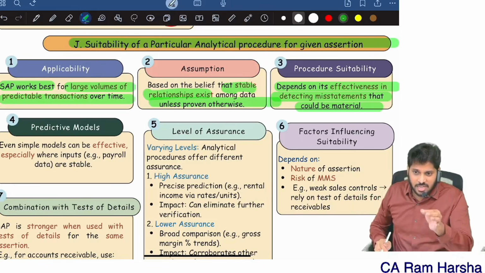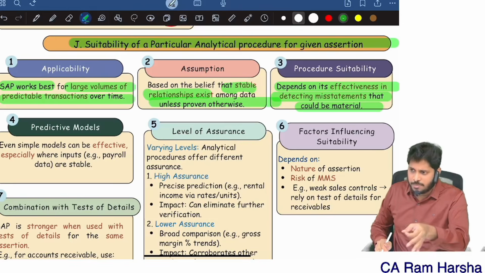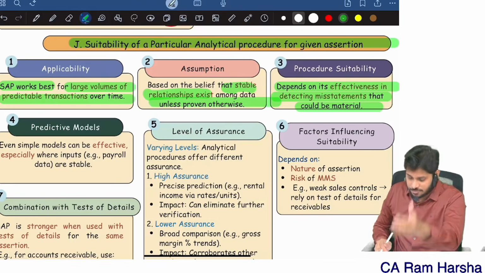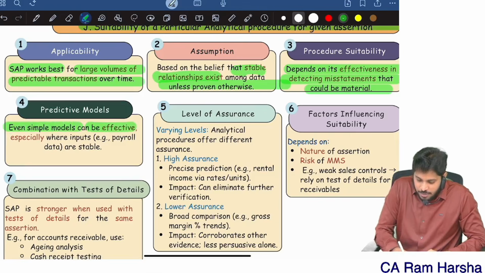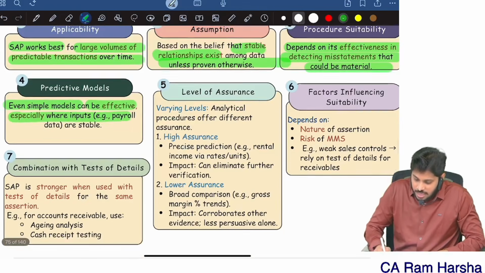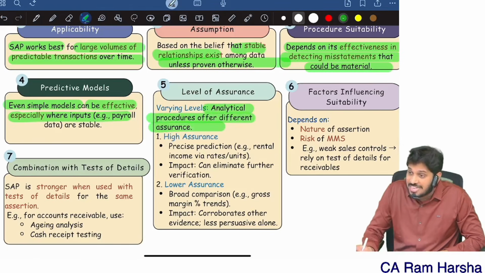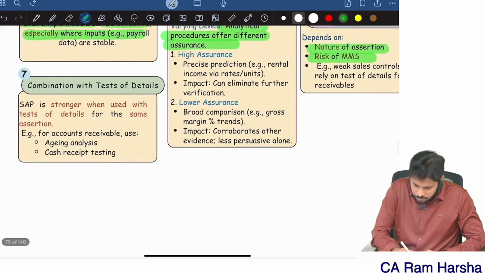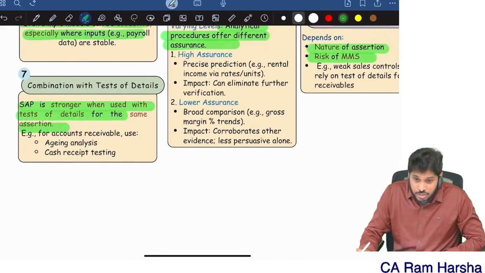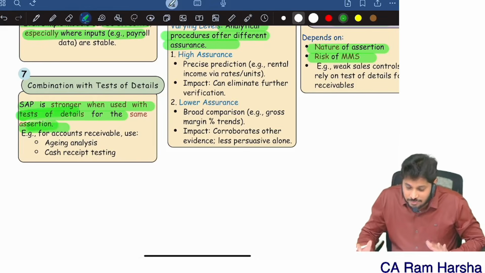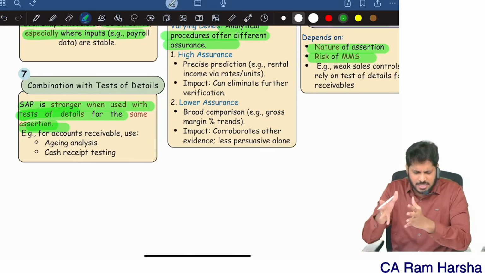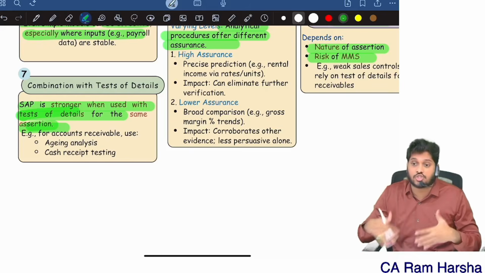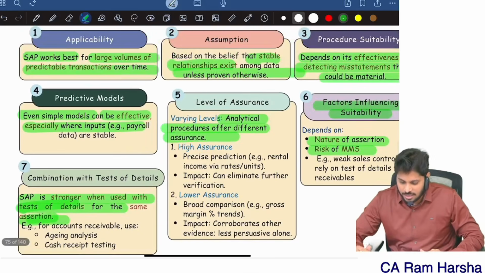SAP, substantive analytical procedure, is it suitable? It depends upon its ability to find mistakes. Predictive, even a simple model can be effective sometimes. And remember, analytical procedures offer different levels of assurance, and the factors influencing suitability are nature of assertion and risk of MMS. Sometimes SAP is stronger when used with test of details for the same assertion. SAP plus TOD for the same assertion will give you a stronger result, more clarity. Able to recollect?